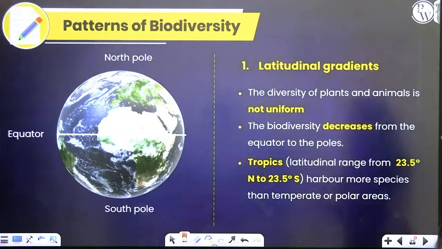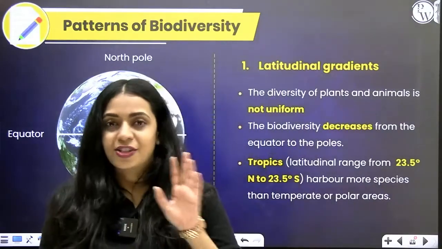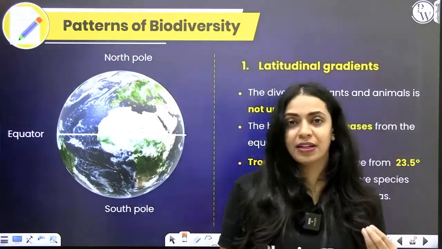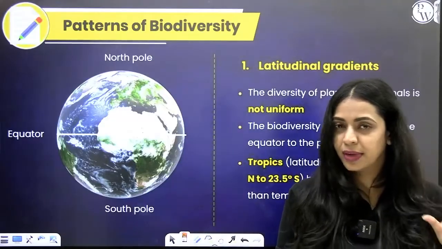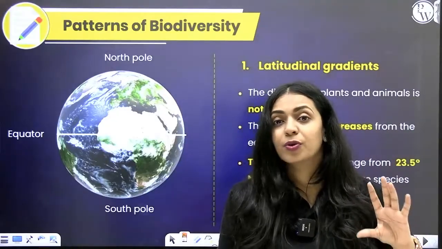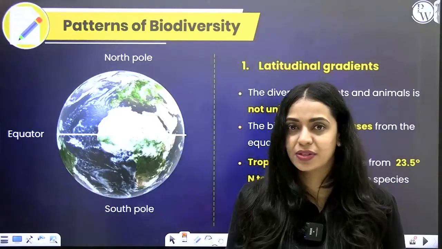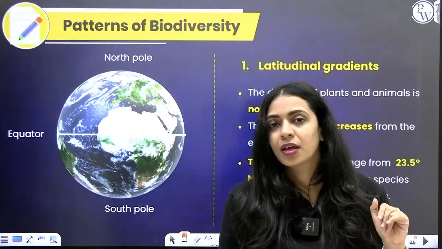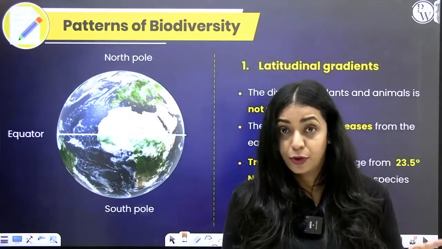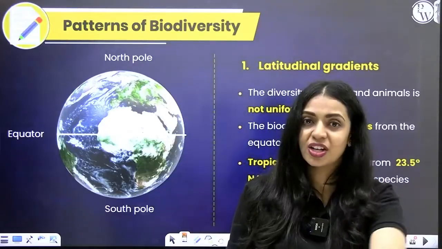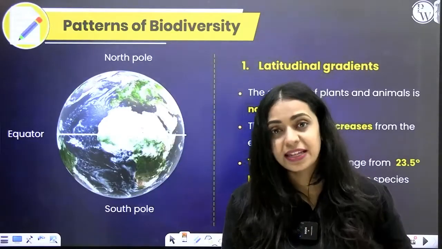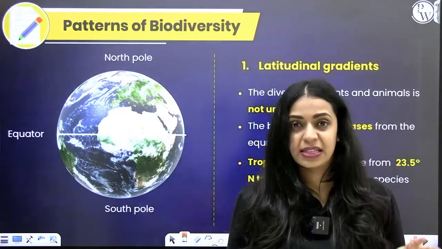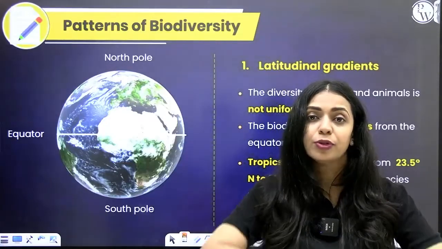Now, if you talk about biodiversity, I just mentioned how, despite occupying a small geographical area in the world, India as a country contributes to a very high level of species diversity in the world. Of course there are some countries that are much larger in area compared to India, but still over there the species diversity is far less. What does this indicate? This means that species diversity is not uniform throughout the world.